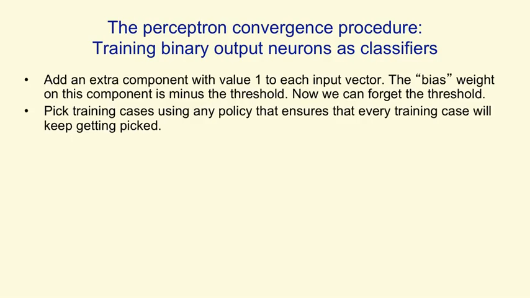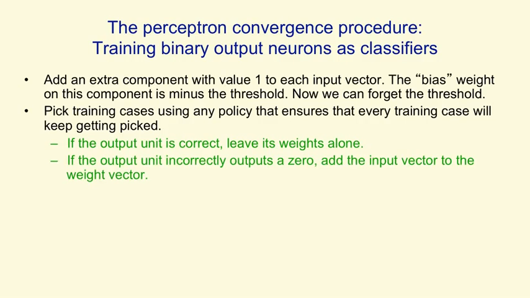And then we keep picking training cases using any policy we like, as long as we ensure that every training case gets picked without waiting too long. I'm not going to define precisely what I mean by that. If you're a mathematician, you can think about what might be a good definition. Now, having picked a training case, you look to see if the output's correct. If it is correct, you don't change the weights.